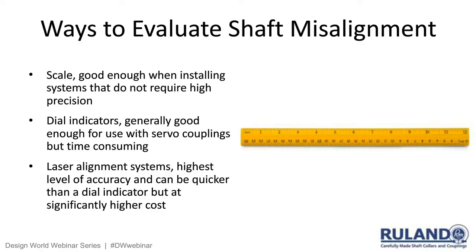If you're using bellows couplings, disc couplings, rigid couplings, and you're using them occasionally, dial indicators are probably the most practical way to ensure that your shafts are aligned. If you're in volume, building a large quantity of machines and installing large numbers of rigid couplings, bellows couplings, disc couplings, it's probably a good idea to invest in a laser alignment system at that point to ensure you've got your shafts aligned properly.